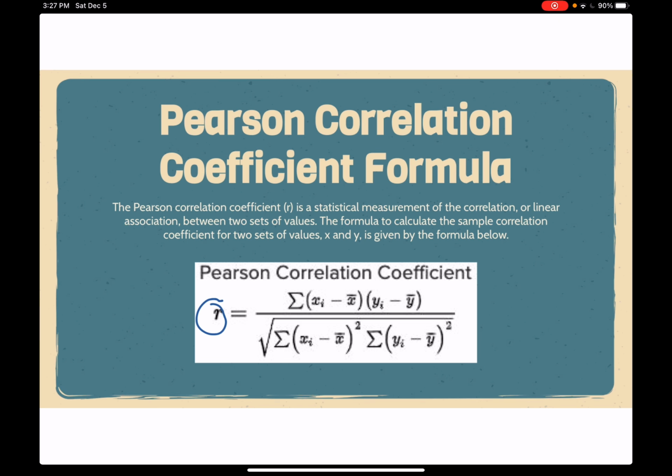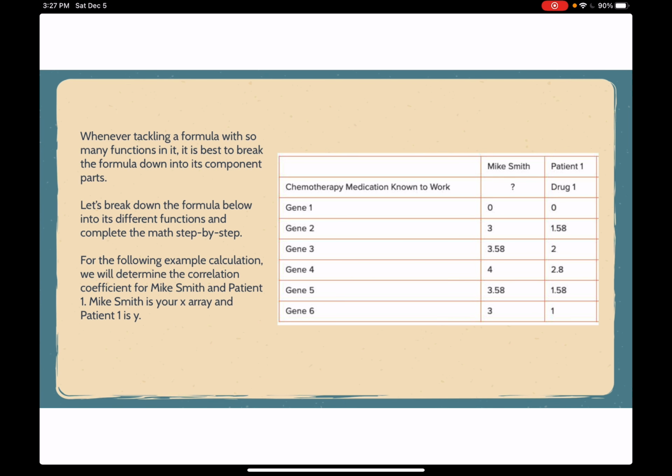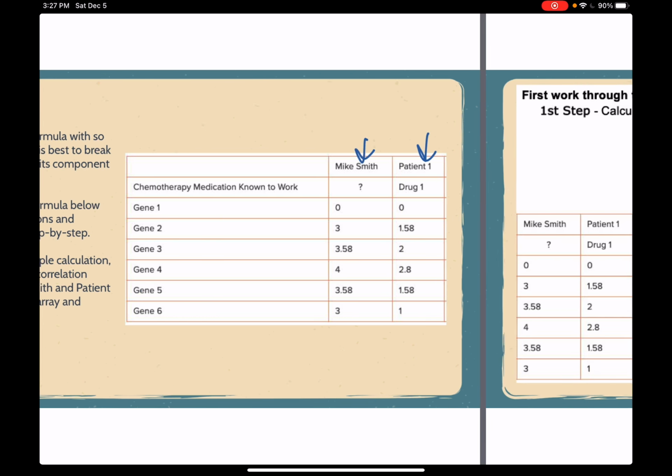And moving forward. Whenever we're tackling a formula with so many functions in it, it's best to break the formula down into its different smaller parts. We're going to break down the formula into its different functions and complete the math step by step all together here. And for this instance, we're going to just compare Mike to patient 1 first. You're going to have to compare Mike to each of the different patients separately. So we're going to compare Mike to patient 1, then Mike to patient 2, then Mike to patient 3, then Mike to patient 4. And then you're going to see which one is the most similar to Mike. So, step 1. I'm always going to have our formula up here in the top right corner.